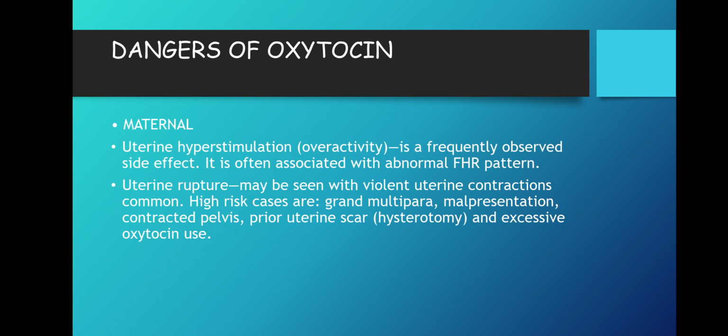Then dangers of oxytocin. So maternal is 1. Uterine hyperstimulation or overactivity of the uterus. So this is a frequently observed side effect. It's often associated with abnormal fetal heart rate pattern. Then uterine rupture. This may be seen with violent uterine contractions, which are common. High-risk cases include grand multipara, malpresentation, contracted pelvis, prior uterine scar, which is hysterotomy, and excessive oxytocin use.